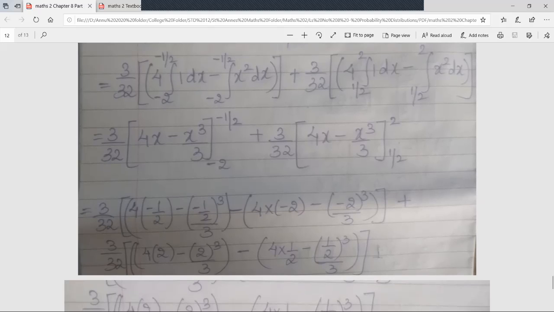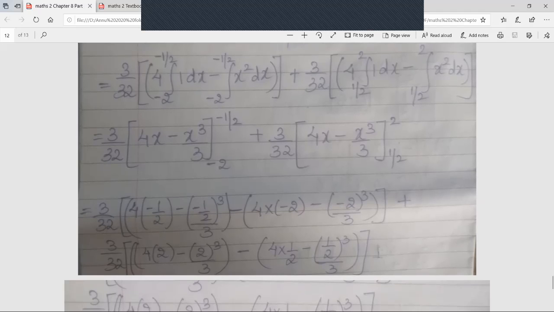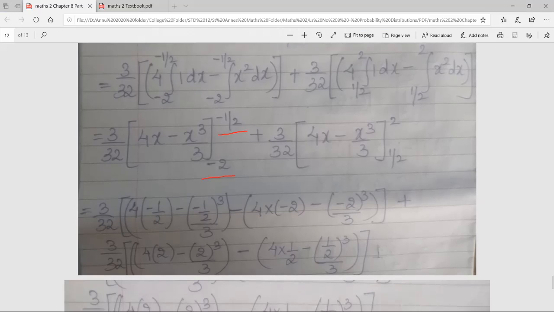So integration of 1 gives you x, integration of x square gives you x cubed by 3. In the first integral, I've transferred minus 2 to minus half on the right hand side. In the similar manner, I've done with this side as well. So I've taken half and 2 on the right side. Now I'll put minus half first and then minus 2. Then I will put 2 over here and then half.